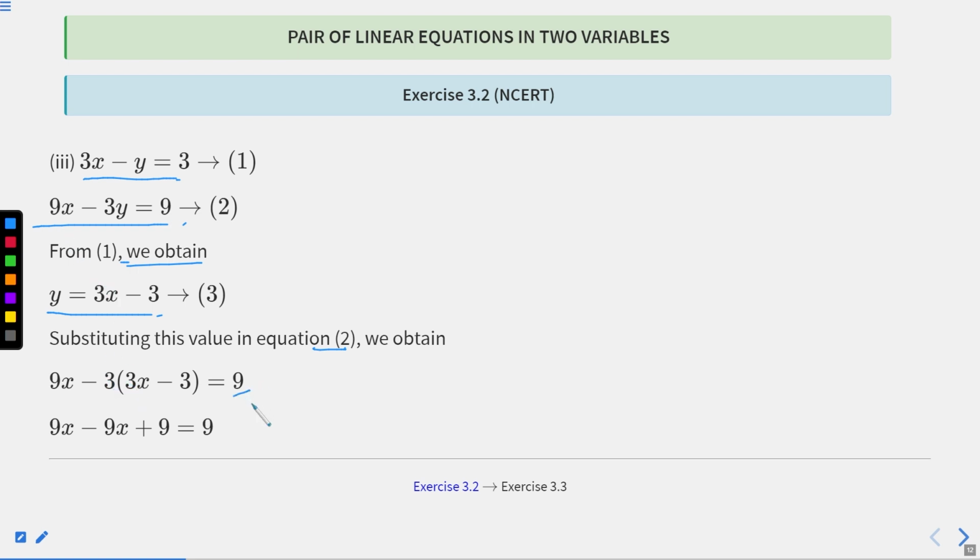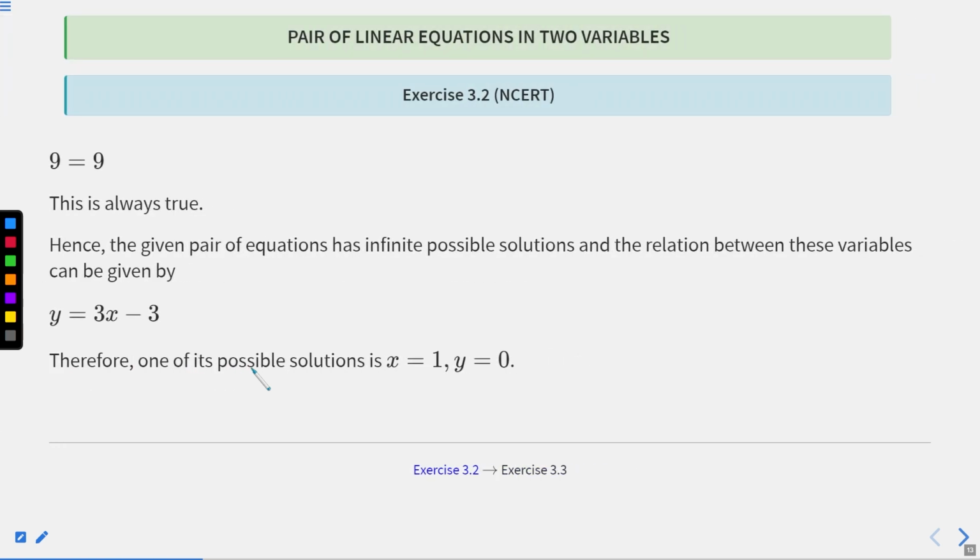If we simplify, we get 9x minus 9x plus 9 equals 9, which implies 9 equals 9. Here we get a statement that is always true. Hence the given pair of equations has infinitely many solutions, and the relation between the variables is given by y equals 3x minus 3. Therefore one of its possible solutions is x equals 1 and y equals 0.